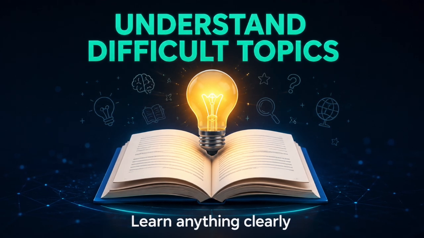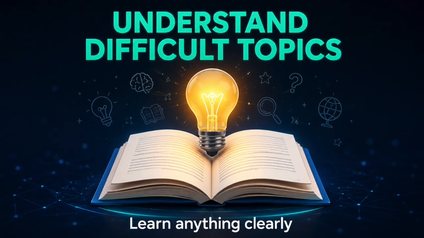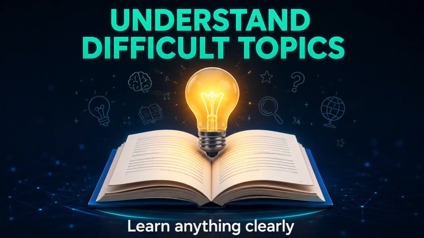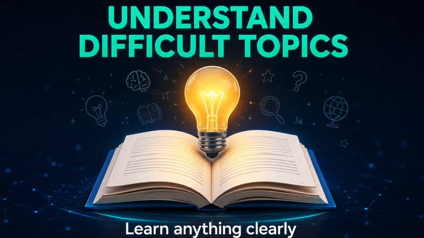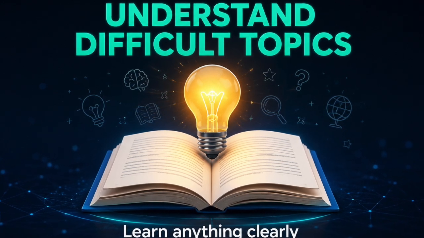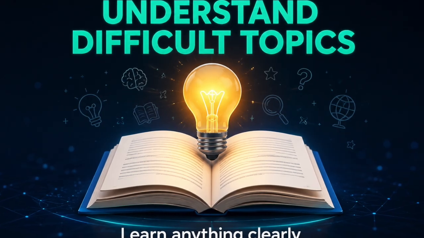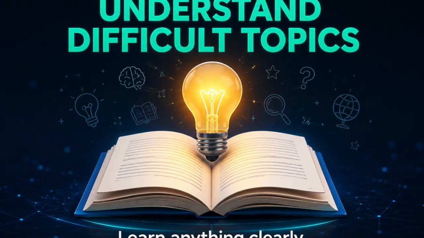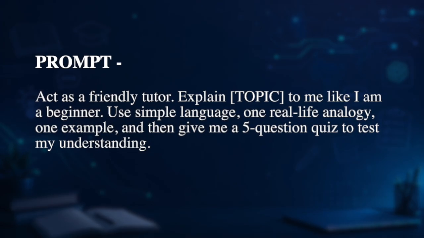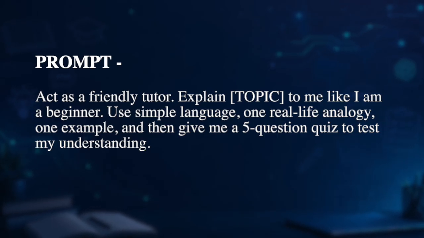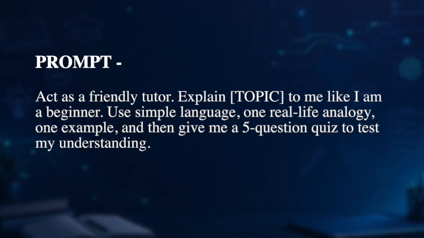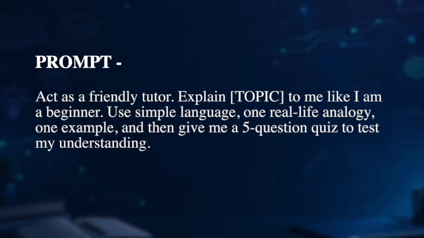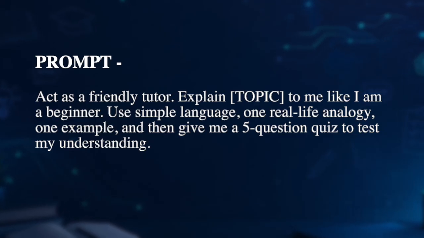The first prompt is for students who are stuck with a difficult topic. This can be anything: economics, biology, history, computer science, psychology, physics, finance, or any academic subject. Most students ask ChatGPT, "explain photosynthesis." But this is too basic. Instead, use this prompt: "Act as a friendly tutor, explain [insert the topic] to me like I'm a beginner. Use simple language, one real life analogy, and one example, and then give me a 5 question quiz to test my understanding." Okay, let's test this with an example.